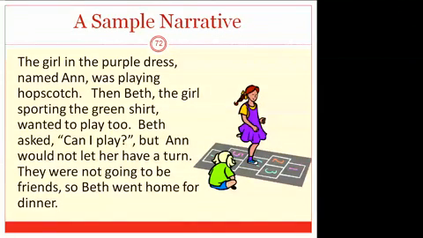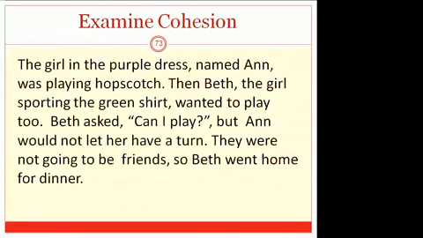Our narrative sample is, "The girl in the purple dress named Anne was playing hopscotch. Then Beth, the girl sporting the green shirt, wanted to play too. Beth asked, 'Can I play?' But Anne would not let her have a turn. They were not going to be friends, so Beth went home for dinner." A nice, short, sweet narrative that will allow us to look at microstructure from many different views. Please pause your webinar to examine this narrative for elements of narrative cohesion.